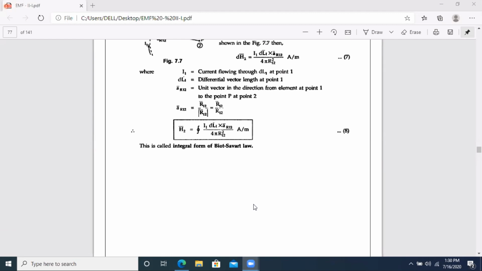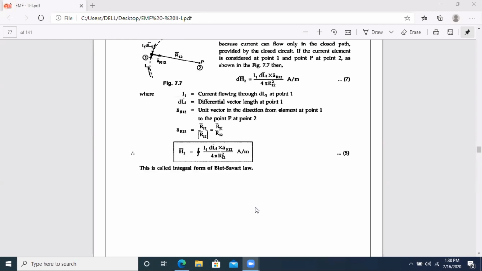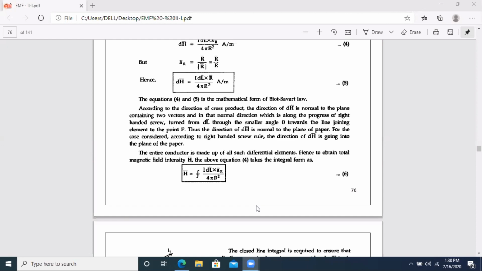Questions so far? Sir, are the terms magnetic field and magnetic field intensity the same thing? Yes. Okay. Any other question?